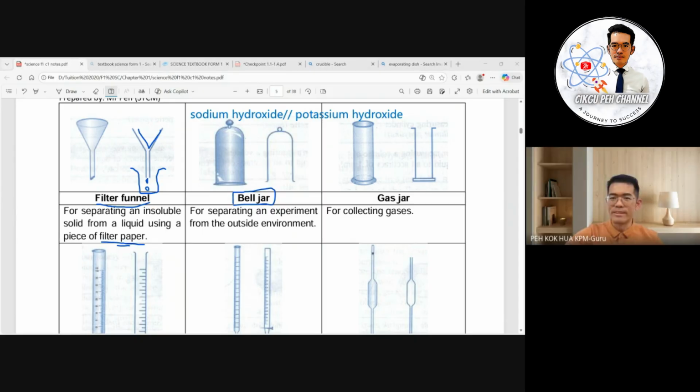Okay, so I continue. Okay, so the next will be the gas jar for collecting the gases. So again, here the main point is actually you need to know the outline and the function. So we can do experiment.